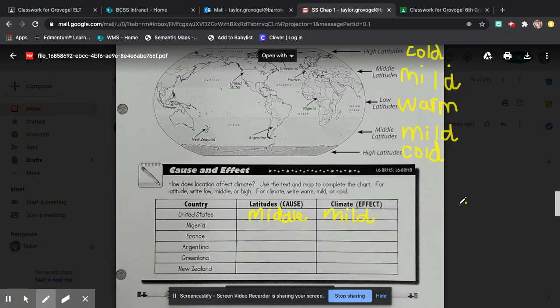So I want you to go ahead and finish Nigeria, France, Argentina, Greenland, and New Zealand. If you need any help, pause the video, rewind, or you can send us an email. Again, if you have questions, I would write it on a sticky note or write it on this piece of paper. And when we have our Google Meet tomorrow, you can remember to ask us any questions.